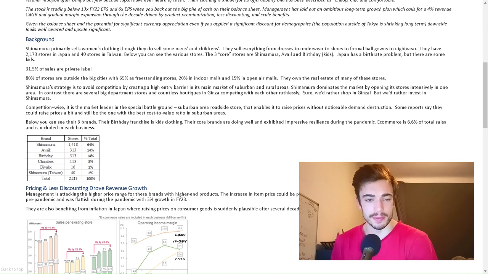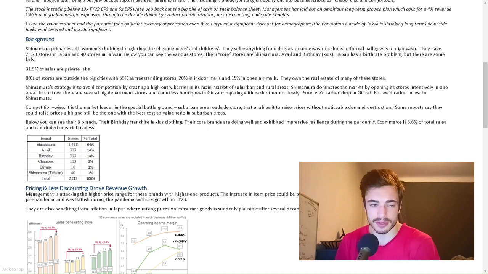When you back out the big pile of cash on their balance sheet, management has laid out an ambitious long-term growth plan, which calls for a 4% revenue CAGR and gradual margin expansion through the decade, driven by product premiumization, less discounting, and scale benefits. Given the balance sheet and the potential for significant currency appreciation, even if you applied a significant discount for demographics, the population outside of Tokyo is shrinking long term. Downside looks well covered and upside significant.